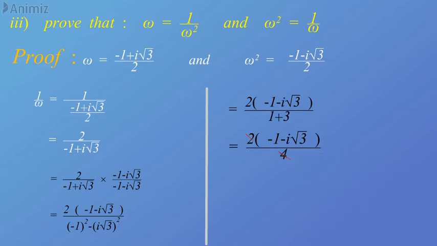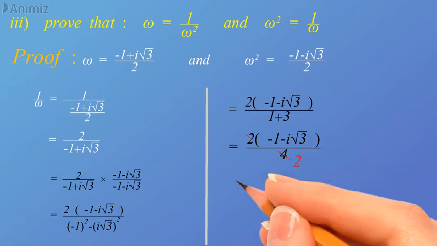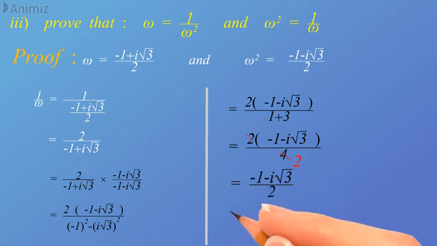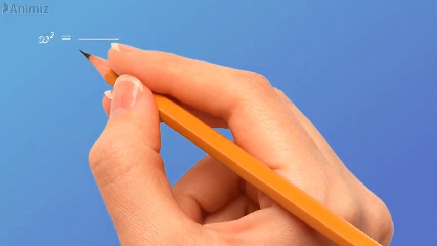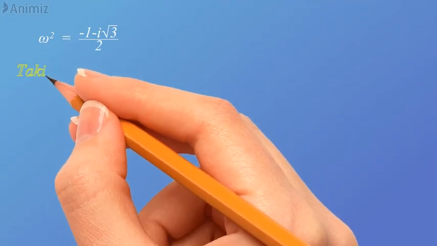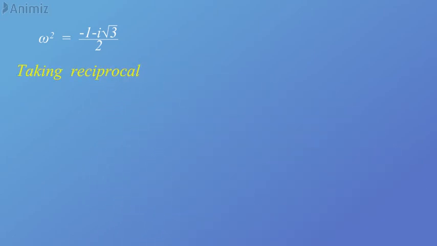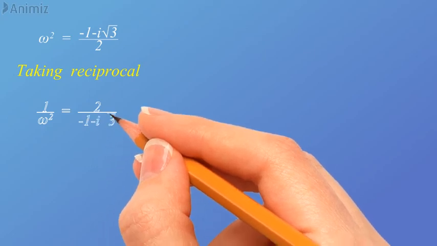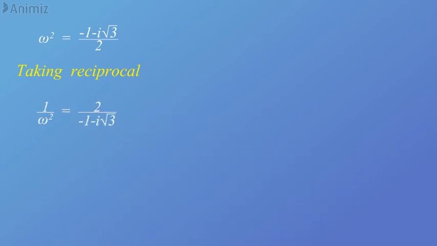By further simplification, we get the value minus 1 minus iota under the root 3 divided by 2, which is the value of omega square. In this way, we proved that the reciprocal of omega is omega square. We know the value of omega square. Taking the reciprocal of this value, we have 1 over omega square is equal to 2 divided by minus 1 minus iota under the root 3.